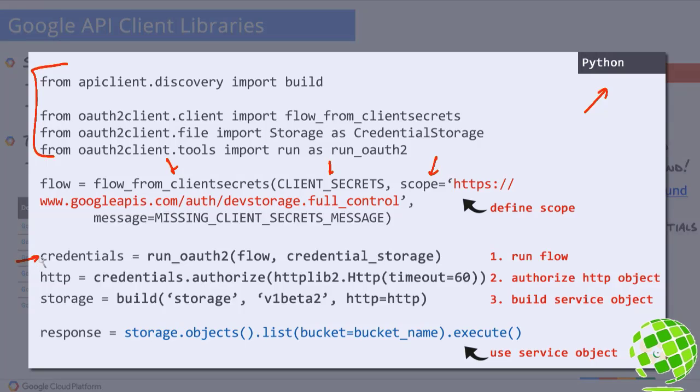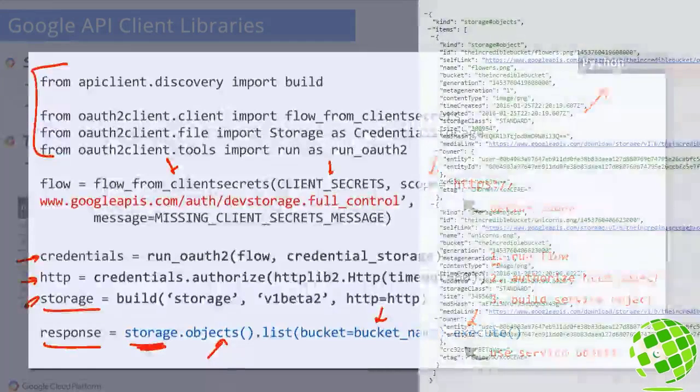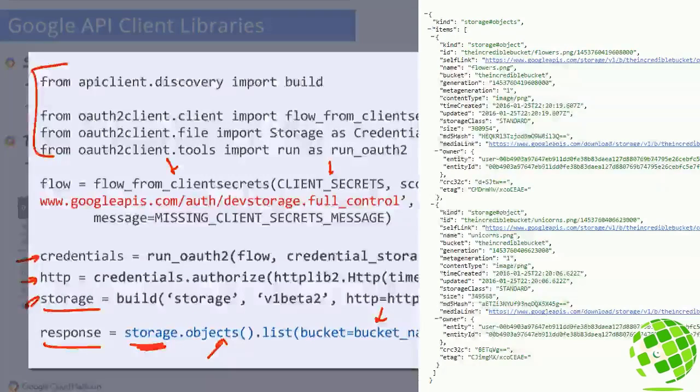Then, here is step number 1 in your workflow, right? This is what's going to actually run the flow. We pass in all of our credentials along with our scope, along with credential storage, so subsequent requests will reuse those credentials. Then we authorize our HTTP object, and then we build that storage service object. So right here then, we would have access to all of those, in this case, objects. This is going to get us a list of those objects inside of this bucket. We call the .execute, which will get us a nice big body of JSON representing those objects. And I actually showed you what that looked like back in another slide. I have a GCS bucket in another account named the Incredible Bucket. And in there are 2 images, flowers.png and unicorns.png. So that's what the results would look like.